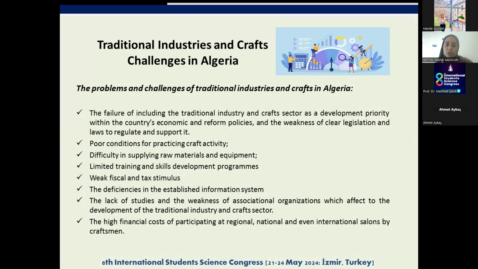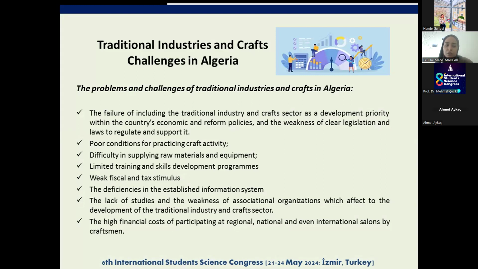These traditional industries have some problems and challenges: the failure of including the traditional industry and craft sector as a development priority within the country's economic and reform policies, and the weakness of clear legislation and laws to regulate and support it. This is about the political level.